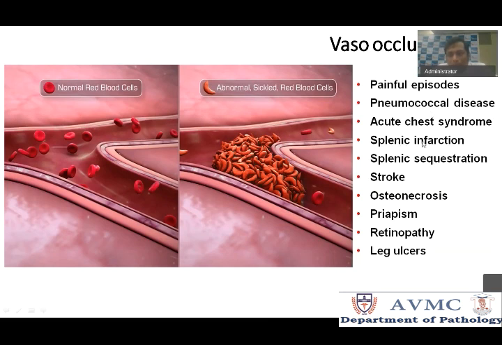There could be splenic infarct because of lack of blood supply. There could be a lot of RBCs which can go and sit in the spleen, leading to hypovolemic shock, which is called splenic sequestration. There could be occlusion of cerebral vessels causing stroke. There could be occlusion of vessels of bone causing osteonecrosis. It can be a painful erection, which is called priapism, and retinopathy and leg ulcers. Leg ulcers are because of lack of blood supply to the skin.